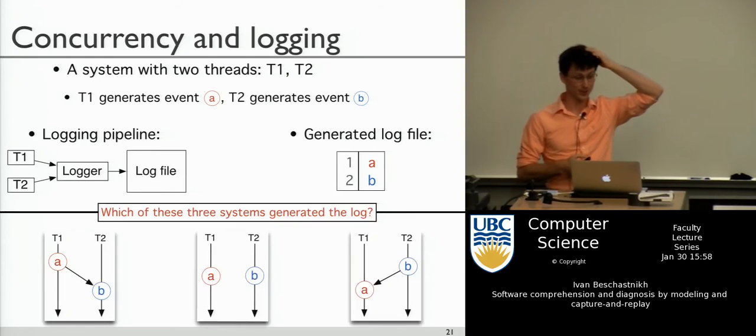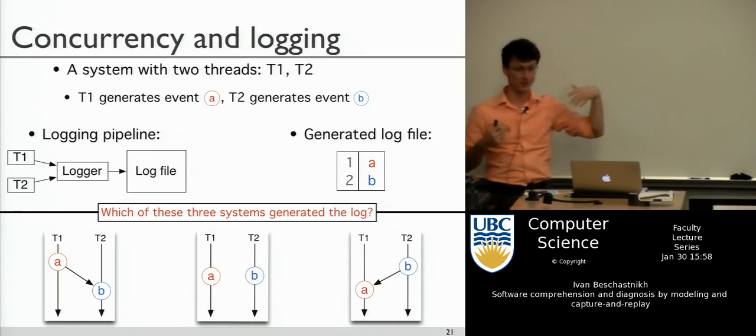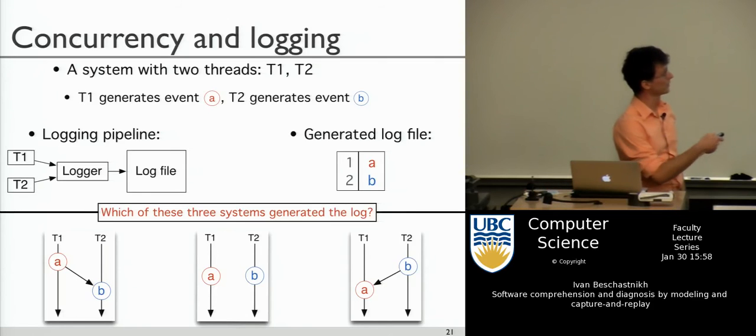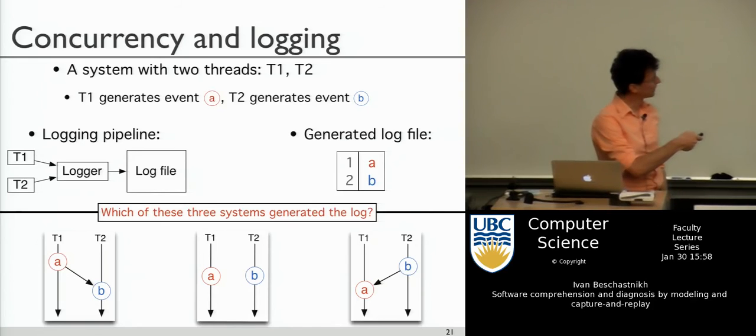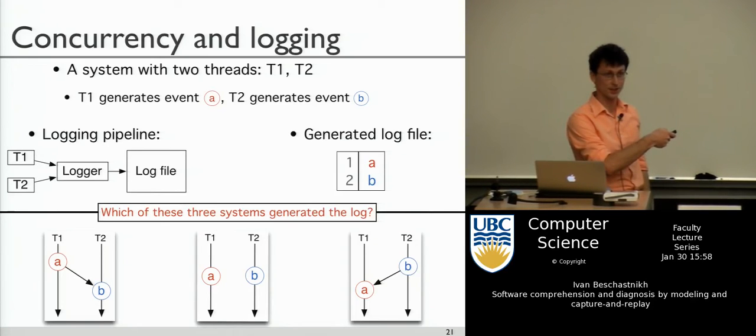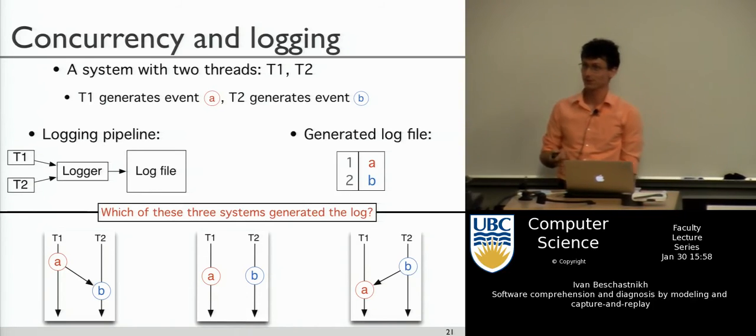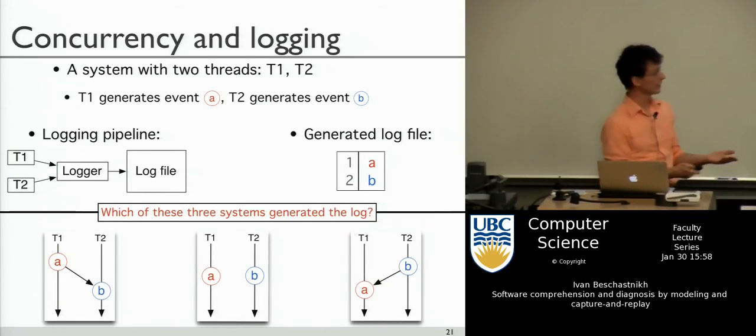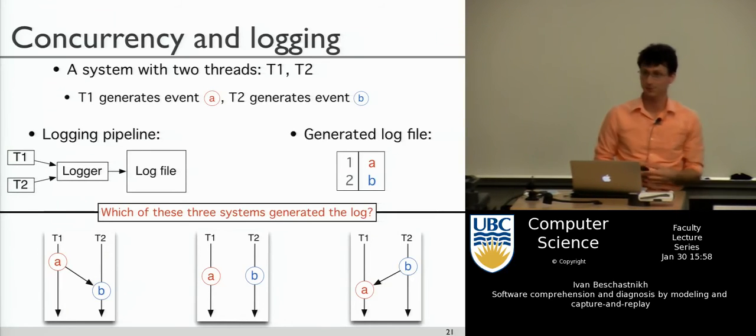So the question for you then is which of the following three systems generated the log? You may have a system like the one here on the left where you have a timeline for each of the threads. The event on a timeline indicates when the event occurred in the thread. And arrows between events indicate the happens-before relation. So basically, it tells you that event A happened before B. In the second system, there are no constraints between A and B, which tells you that the two events are concurrent. And the last one tells you that B must have happened before A.